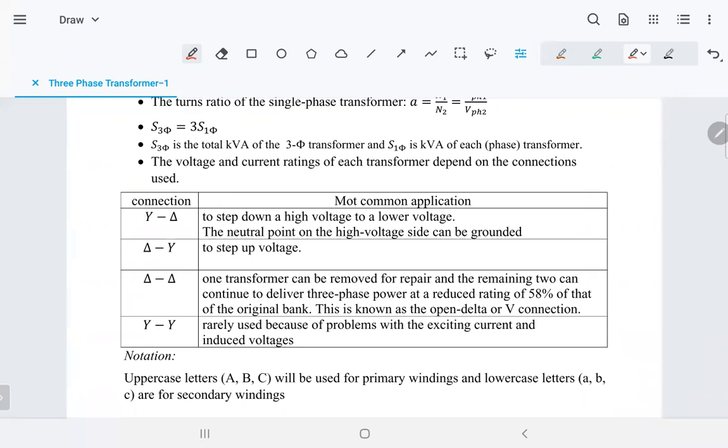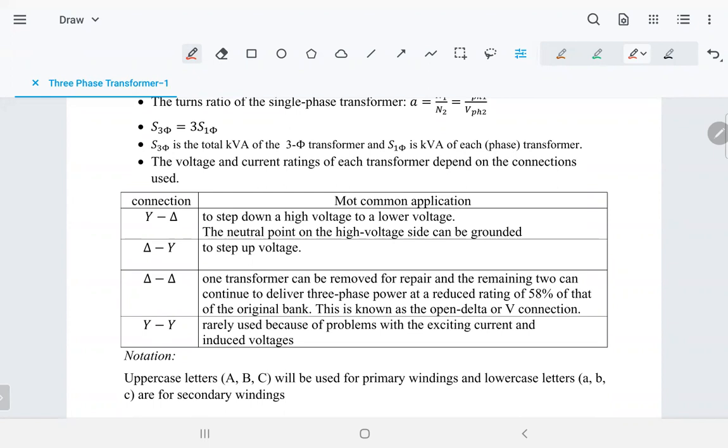Why delta connection? That's usually the most common application. They use Y-delta to step down a higher voltage to a lower voltage. When they want to step down, they use Y-delta. So they put Y on the high voltage side and delta on the lower voltage side. And the neutral point on the high voltage side can be grounded. You can connect it to the ground. So when you study power systems, if there is a fault, the currents are collected or summed to the neutral and go to the neutral. So what is the application again? Y-delta, when you want to lower the voltage, and there are many applications.